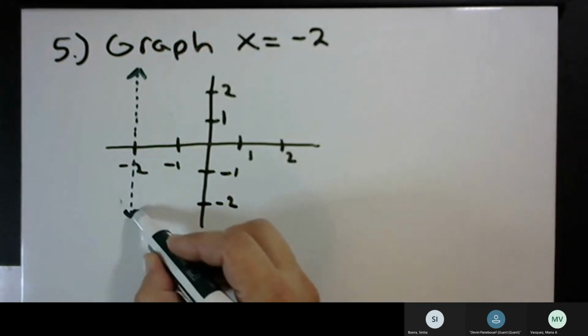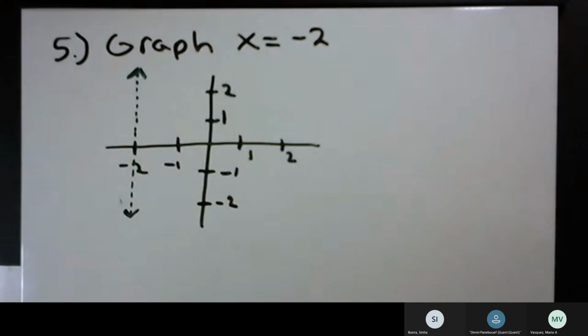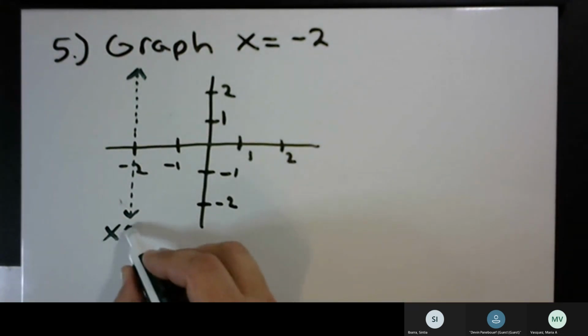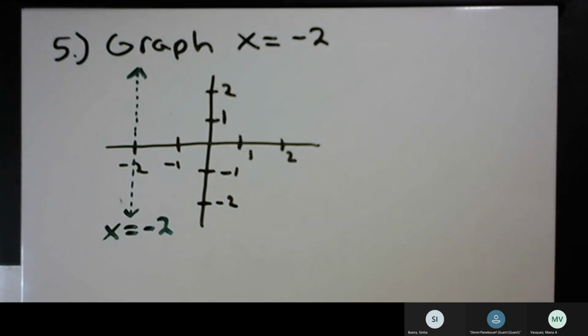And it crosses through this location on the x-axis of -2. Questions about that? Does there have to be 2 points for that one? For this one, no, not for this one.